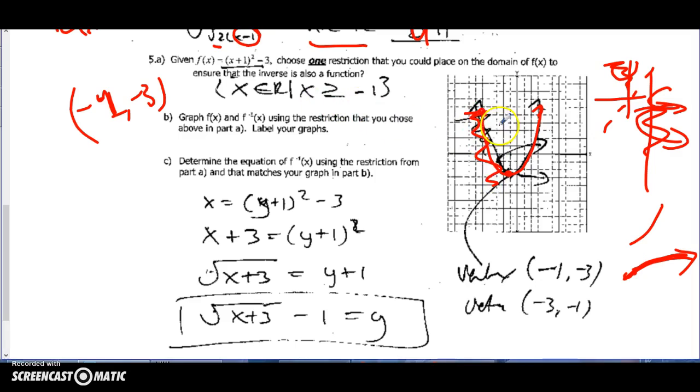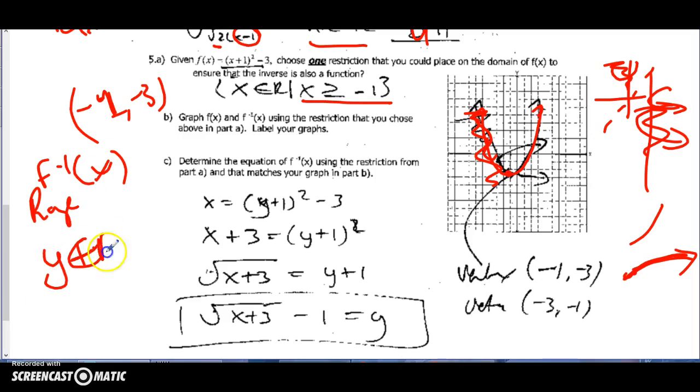How do we do that? We say we don't want this arm here. We only want x greater than or equal to -1. So I want all of this part of the equation. And then what happens here is that's the domain. The range of the inverse then would look just like this. Y is a real number. Y is greater than or equal to -1.